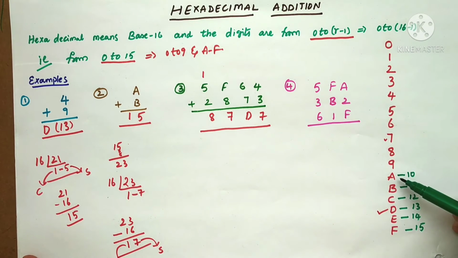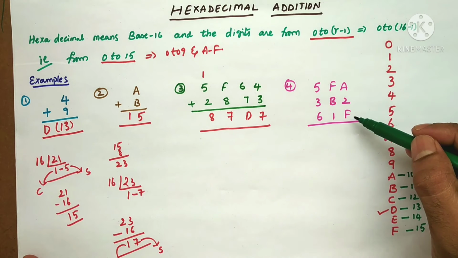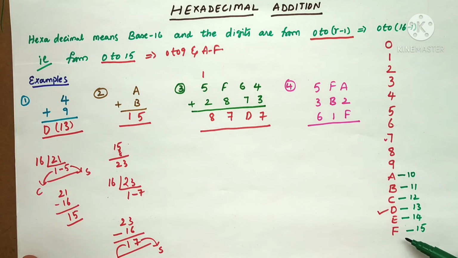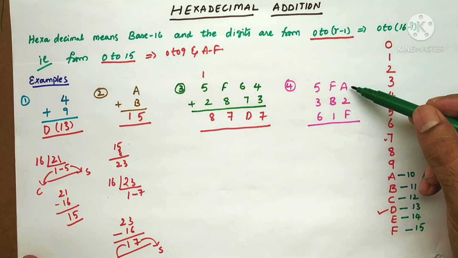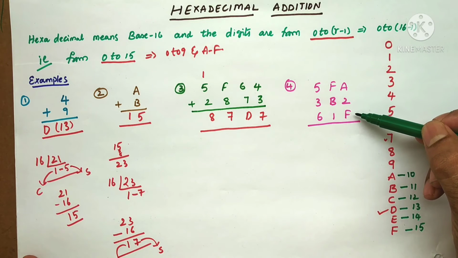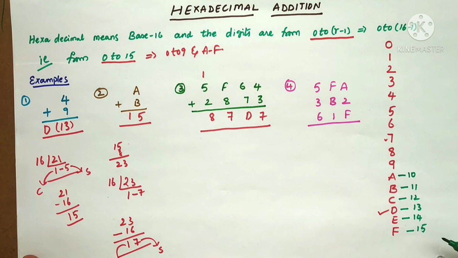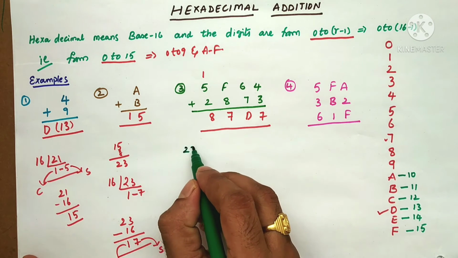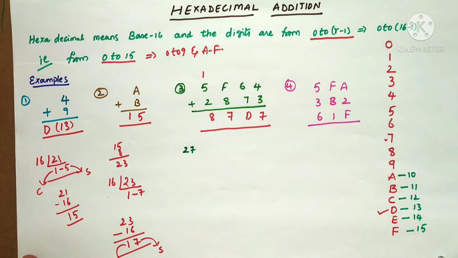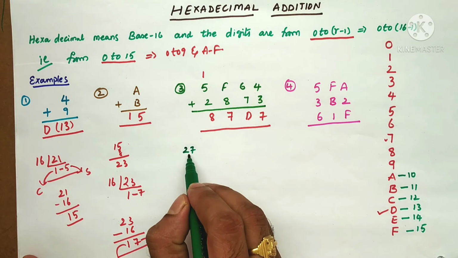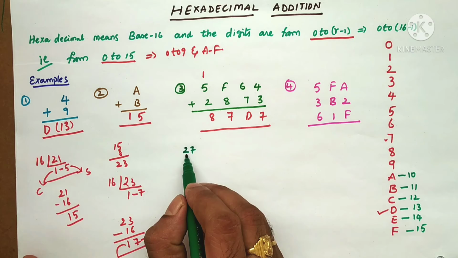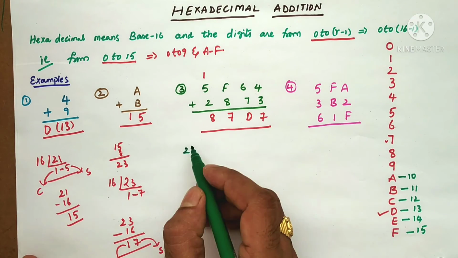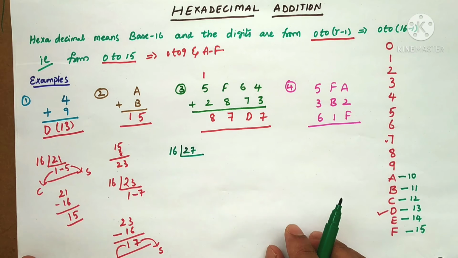A means 10. 2 is here. F means 15. A means 10, 10 plus 2, 12. 12 plus F, F means 15, means 27. 27 is not in the hexadecimal number system. It is a decimal number, not a hexadecimal number. So convert this 27 decimal number into the hexadecimal number system, which means you have to divide by 16.